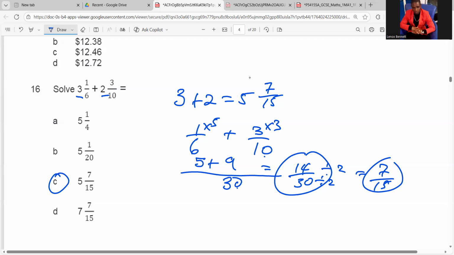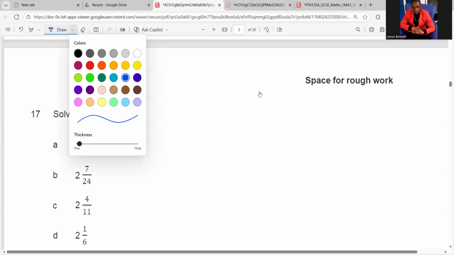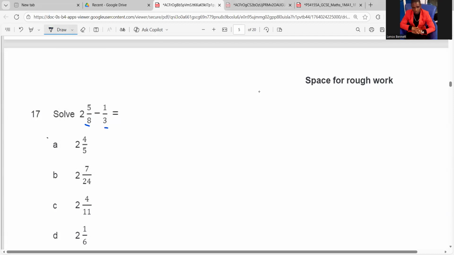Alright, let's move on to 17. So we have 2 and 5/8 minus 1/3. I'm going to just convert from the mixed to improper. So 2 times 8, 16. 16 plus 5, 21. So 21 over 8 minus 1 over 3.